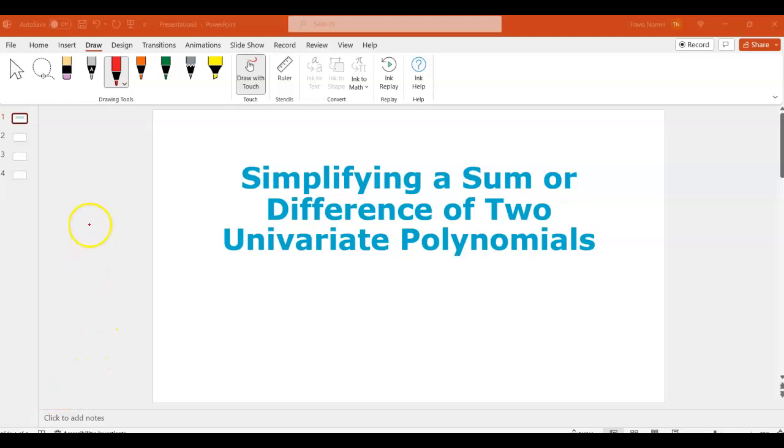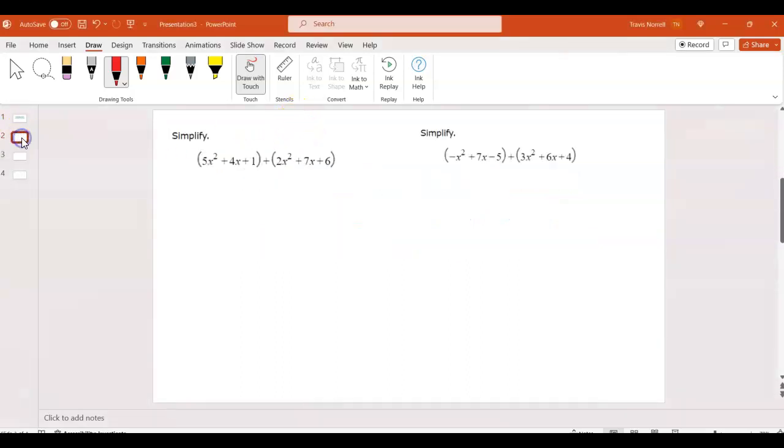Hi there, this is Susan Norrell, and we are going to talk about simplifying a sum or difference of two univariate polynomials. So let's start with this first example here. This is going to be the sum because we are adding. When we are adding, we can basically drop the parentheses.